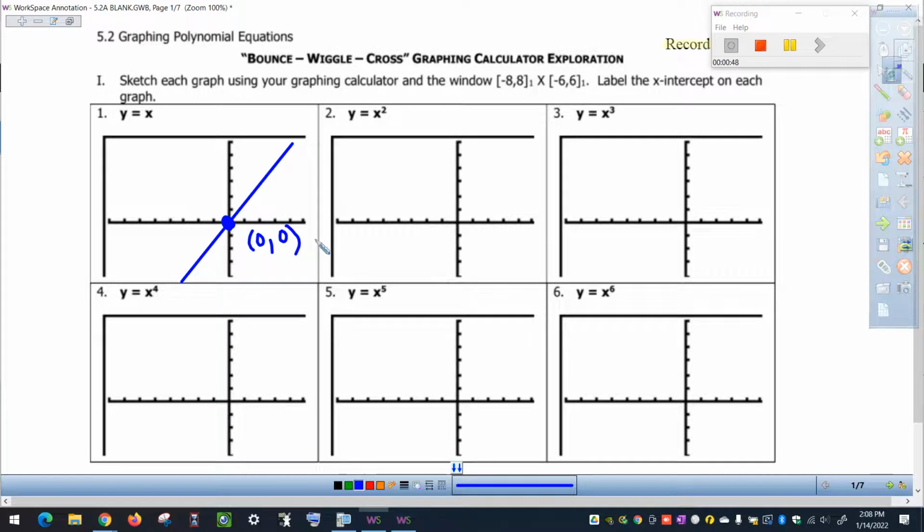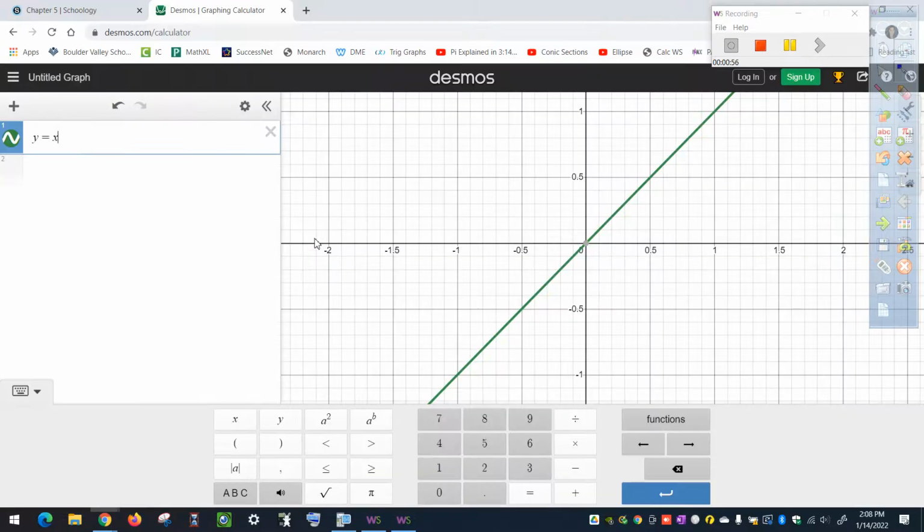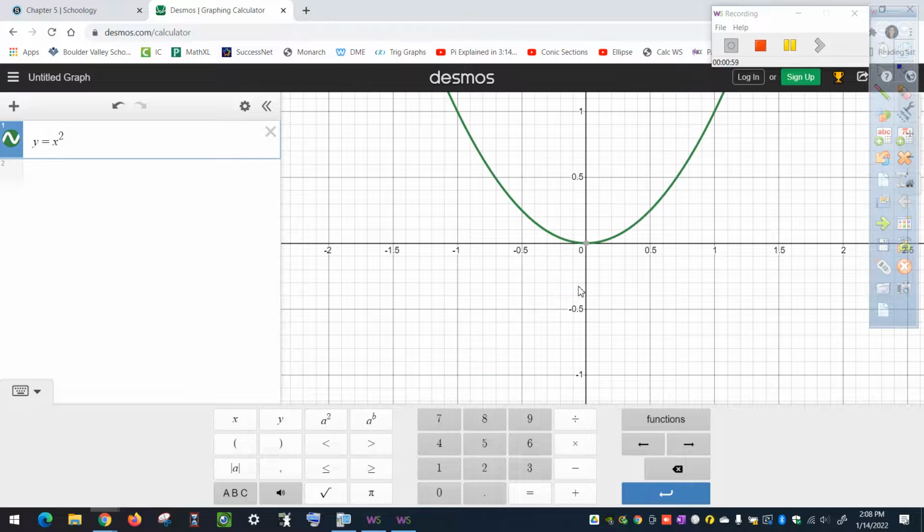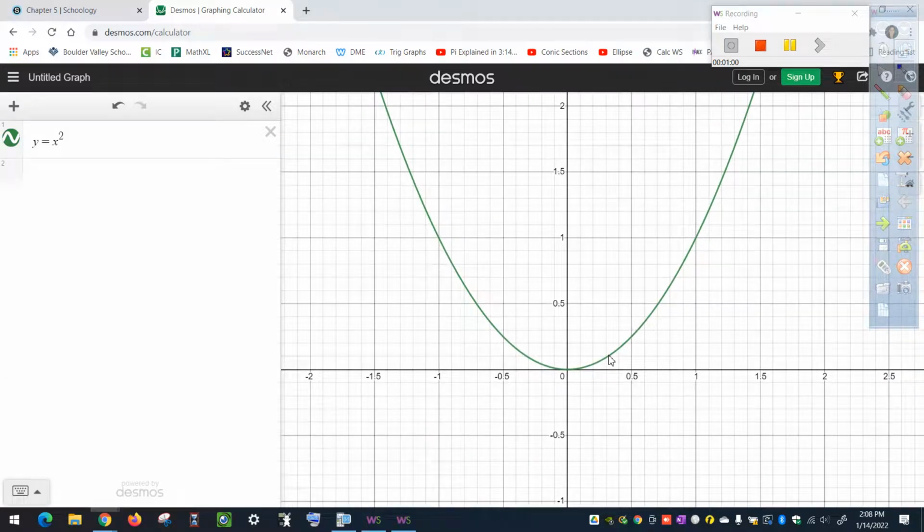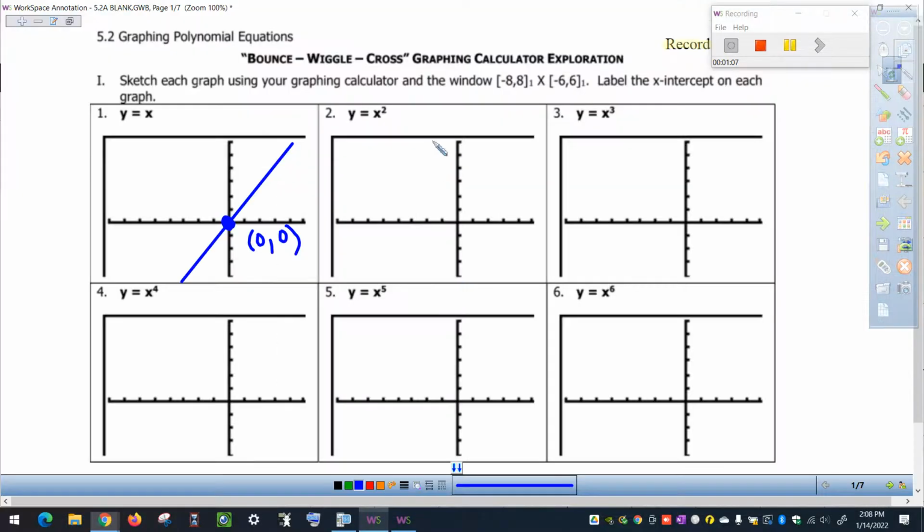All right, now let's take a look at the next one here. So that y equals x squared, that's another one that should be familiar to us. But just for the sake of going through the full exercise here, when we put it in Desmos, sure enough, that is that familiar looking parabola shape. We're going to go ahead and draw that in here. And we'll label the x-intercept again as being 0, 0.